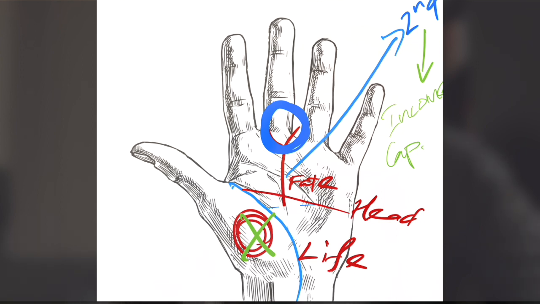The one next to that, this is Jupiter. Then you've got the Sun or Apollo, right? And then you've got Mercury.